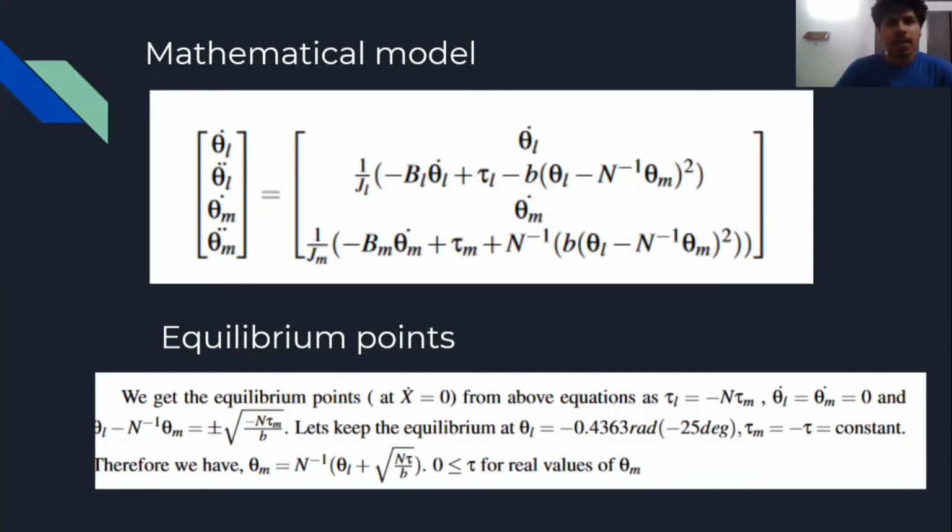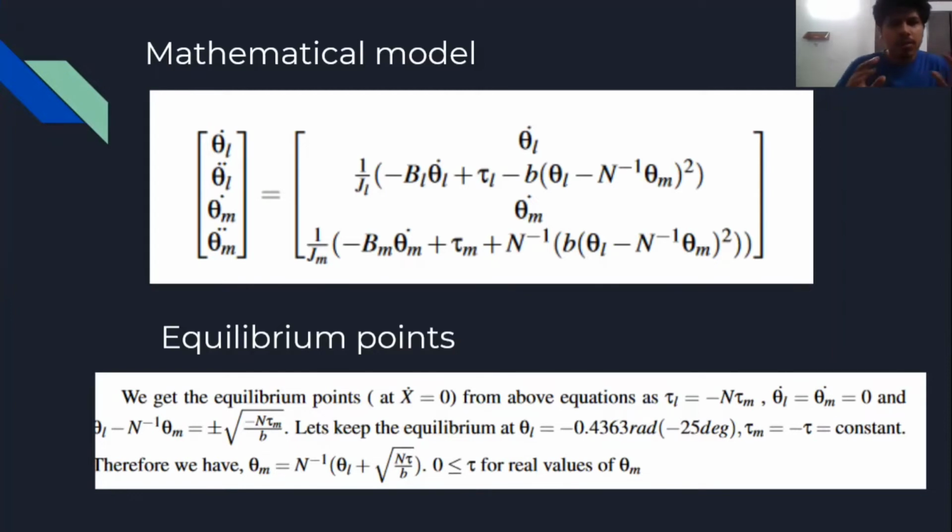Now I have taken an Archimedean spiral spring, whose stiffness is not a constant, rather it linearly depends on the deflection in the spring. That is, the spring stiffness is given by B into theta S, where theta S is theta L minus N inverse theta M.